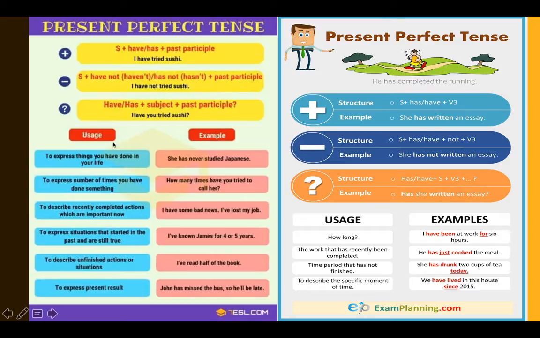Over here we have another example of how we can use present perfect: to express things that you have done in your life as an experience, to express the number of times you have done that activity, to describe a recently completed action, to express a situation that, as we said, started in the past but is still true, and also to describe an unfinished action or situation that is present nowadays.